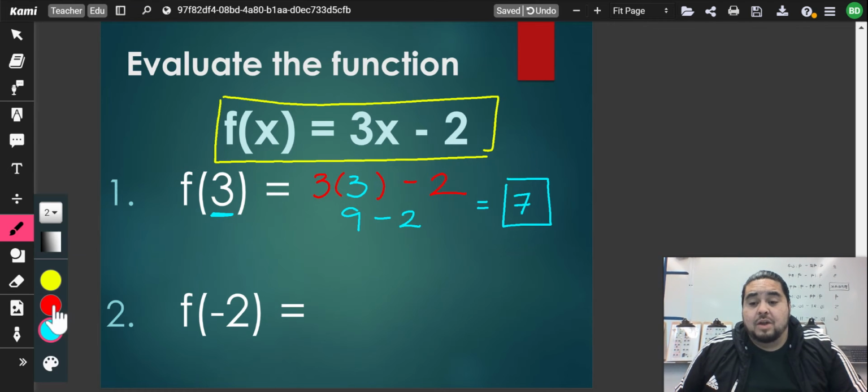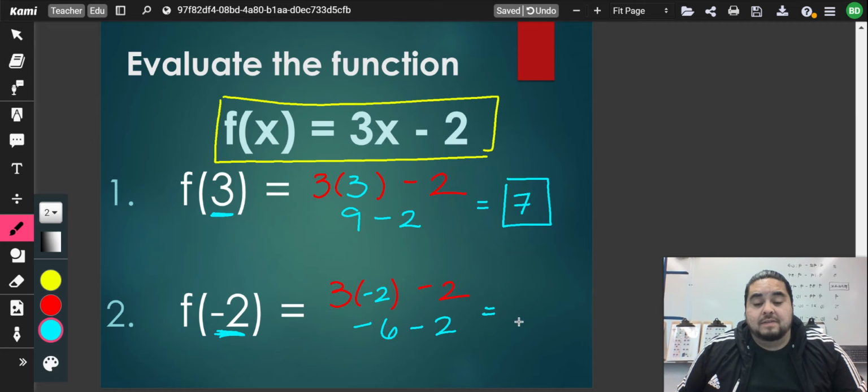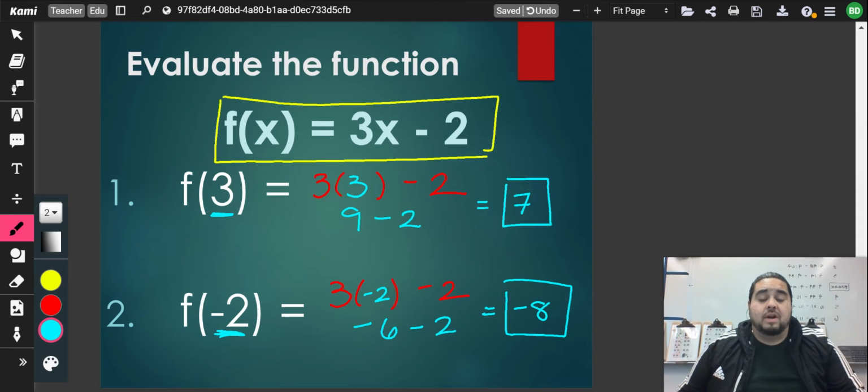Okay, for number 2, same thing. We're going to keep the same structure, so I keep the 3, I'm going to leave a blank parentheses instead of x, keep the minus 2. And then inside the parentheses, I'm now evaluating using the value of negative 2. So 3 times negative 2 gives me negative 6. The negative 2 comes down, and negative 6 and negative 2 make negative 8. So super straightforward. When you evaluate a function, all you do is keep the structure of the original function, and you are evaluating it by plugging in different values.